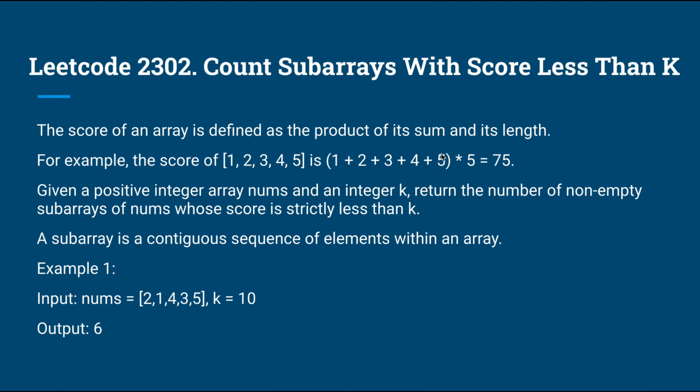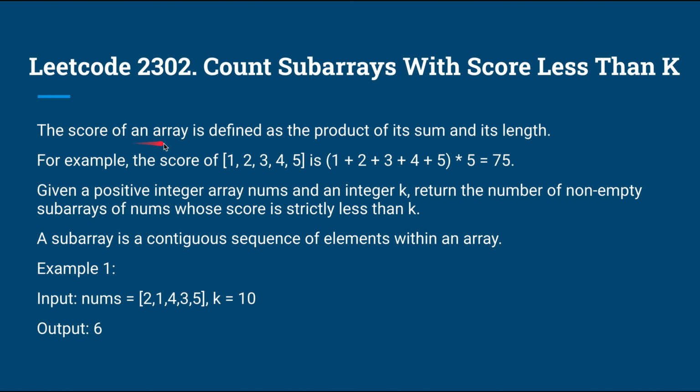So you pause this video and go through the statement. The problem statement says that we are given an array of positive integers and a value k, as you can see in the example here. You need to count how many non-empty subarrays have their score less than k.